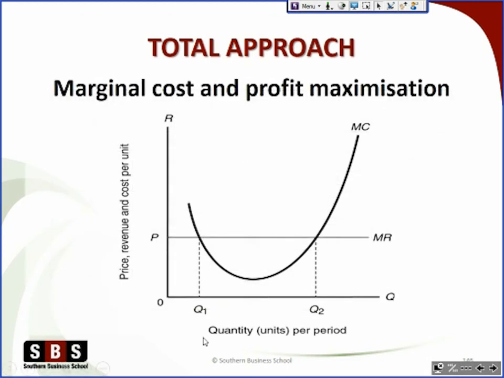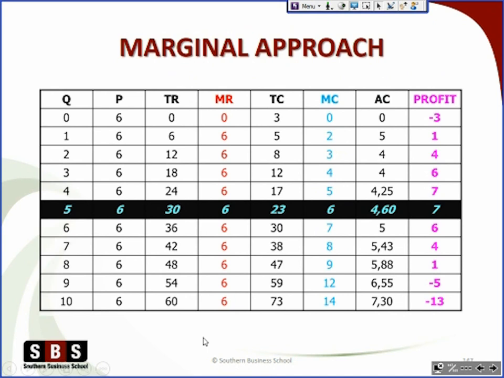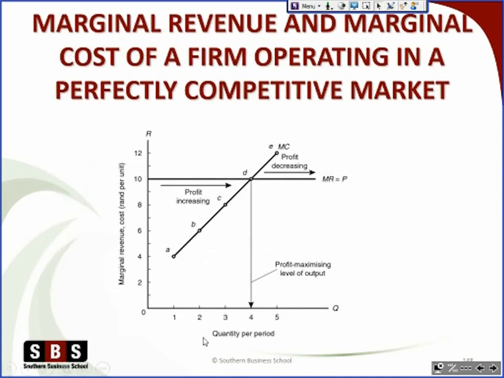Okay, that's not important. This one is also not so important for the exam. You can go work through it. Marginal approach, this won't be asked. A table like this won't be asked. It's just for illustration purposes. This is slide 148. You just have to be able to illustrate where profit is increasing and where profit is decreasing.